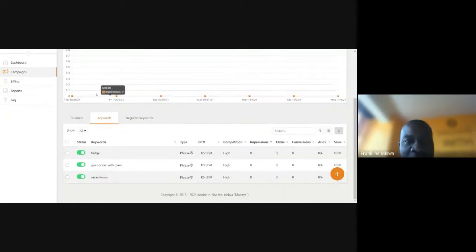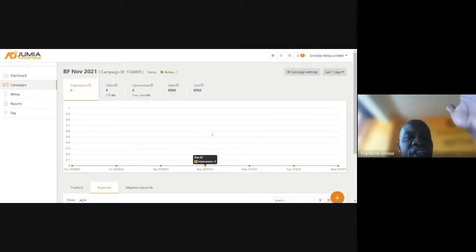So what do they mean by this keyword? For every 1,000 impressions, Jumia is going to charge you 250 shillings. So 1,000 eyeballs. Okay? You want to only get relevant eyeballs to your specific SKUs. If you get relevant eyeballs, it will then translate to clicks. And CTR is simply a ratio of clicks as a subset of impressions.